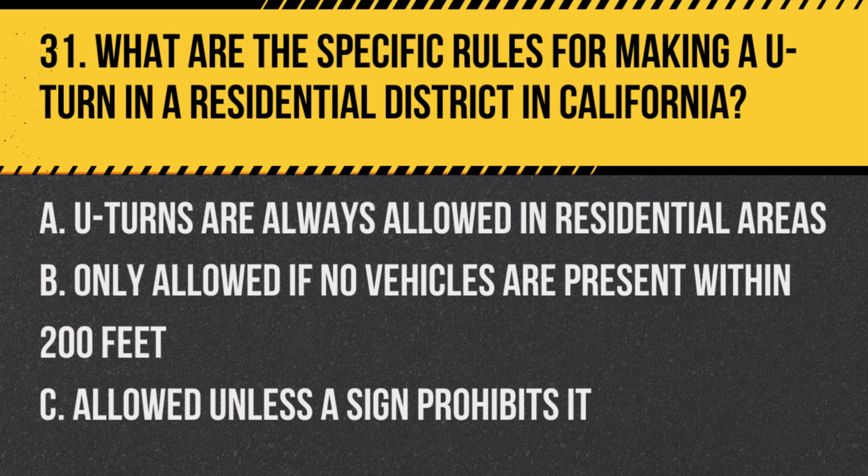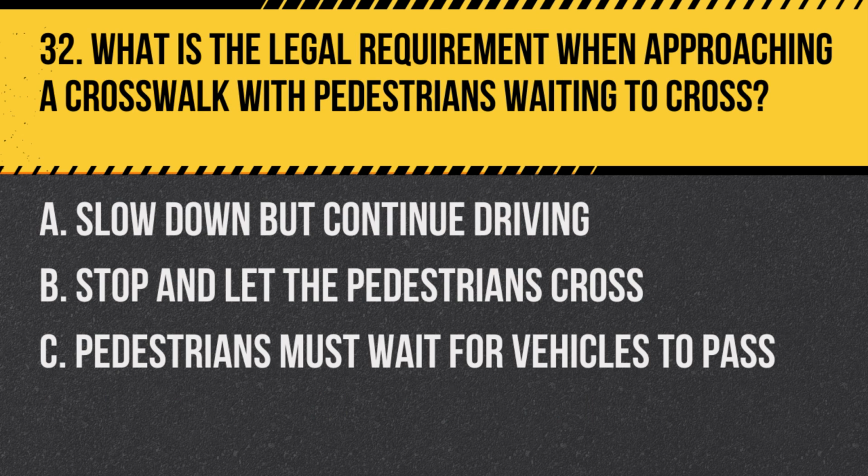A. U-turns are always allowed in residential areas. B. Only allowed if no vehicles are present within 200 feet. C. Allowed unless a sign prohibits it. Answer: C. Allowed unless a sign prohibits it. In residential areas, U-turns are generally allowed unless there's a sign indicating otherwise. Question 32. What is the legal requirement when approaching a crosswalk with pedestrians waiting to cross?